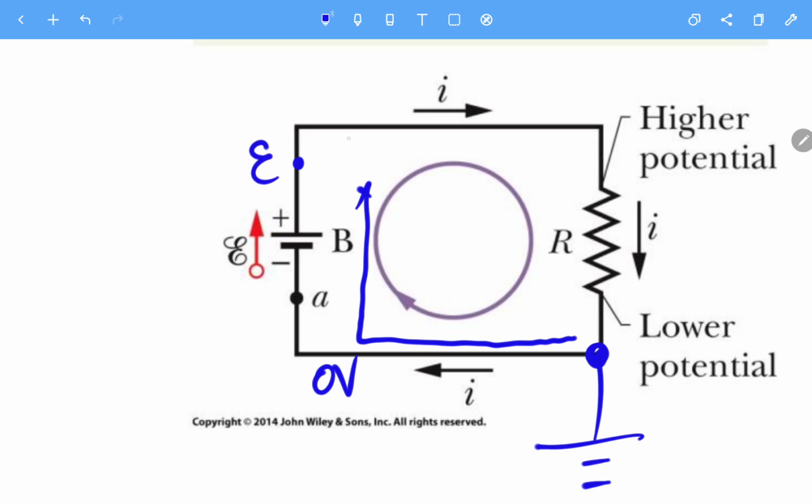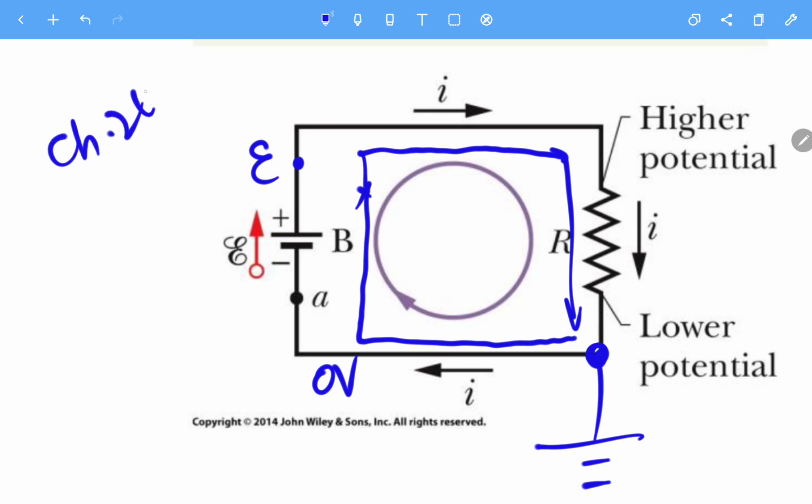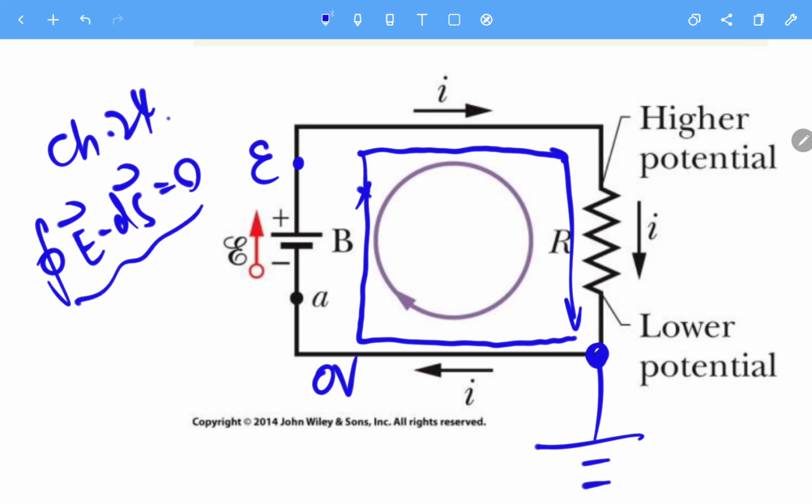And then after going further and going back, this is a resistor, so we will have a voltage drop. After we go back to the original point, this should be 0, because in chapter 24 we have the equation that the integral of E dot ds should be 0 if there is no changing magnetic flux. So going around the whole loop turns out to be 0.